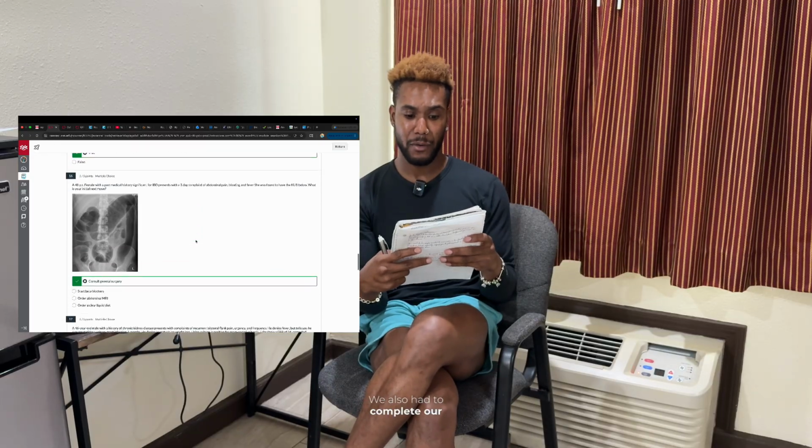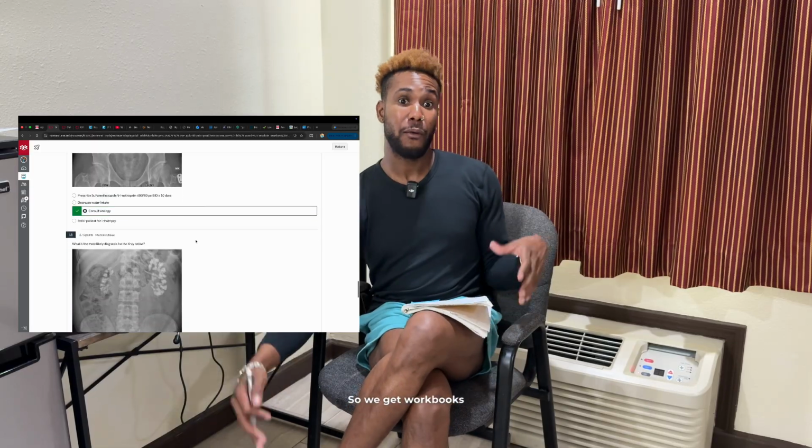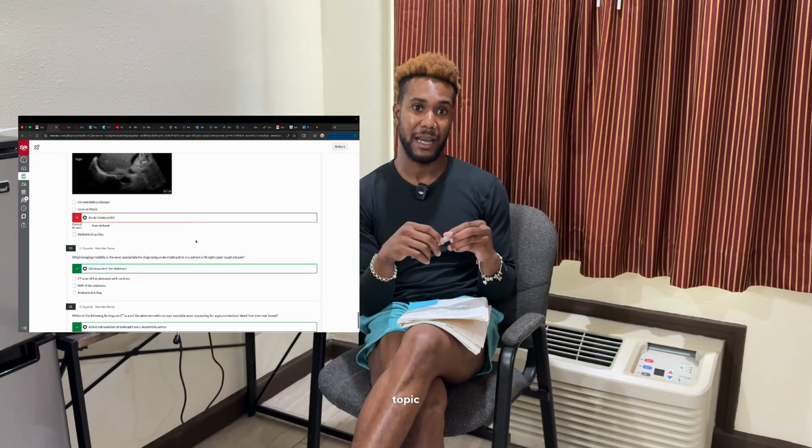We also had to complete our GI workbook and our GI imaging book. So we get workbooks in our program that are like 20 to 30 pages, depending on the topic, and you complete those workbooks. It's pretty intense. So we had to do 2 of those workbooks. So I completed those. After that, I missed my simulation, so that thing happened. I had my last simulation for the semester, but I did miss it, but I'm going to make it up sometime in the future. So pretty much that was everything we had to do for that class in week 5.